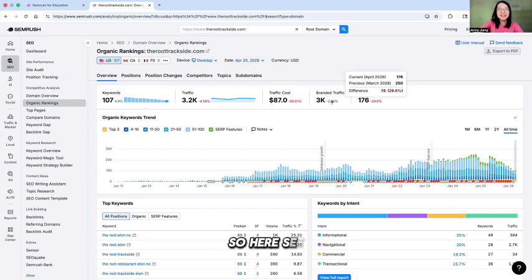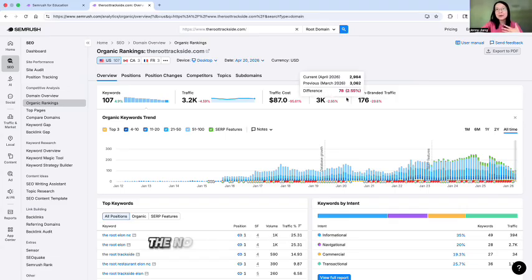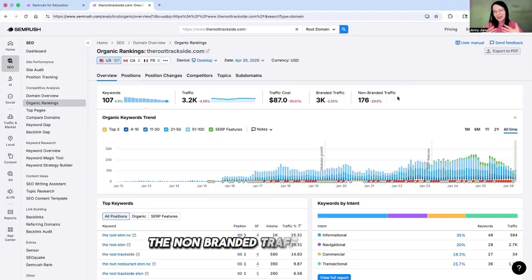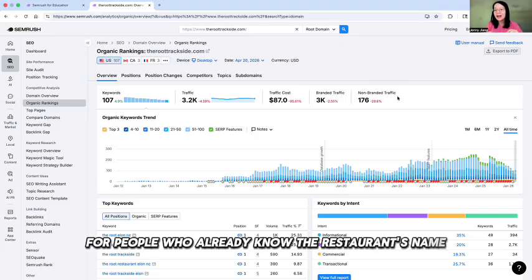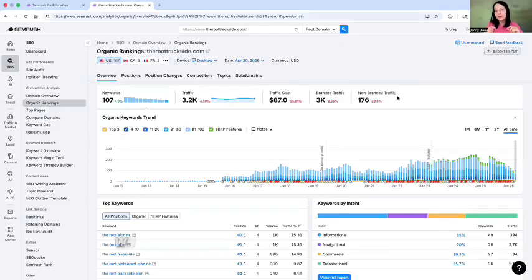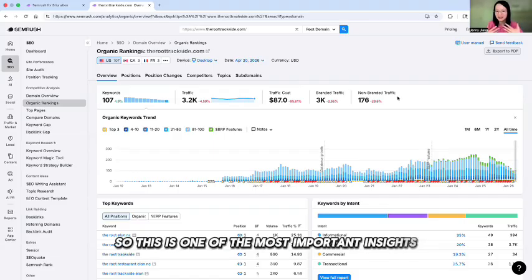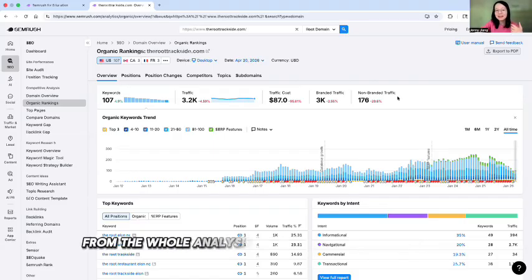So here, see, the branded traffic is 3K. The non-branded traffic is only 176. This tells us something very important. The site is much easier to find for people who already know the restaurant's name than for new users who are simply searching for a place to eat. So this is one of the most important insights from the whole analysis.